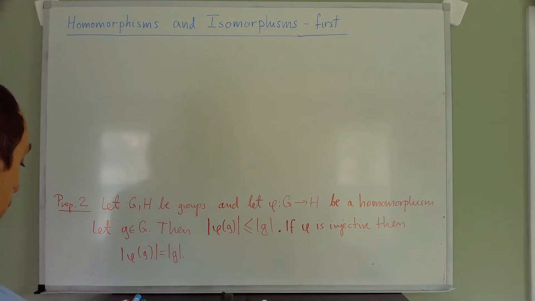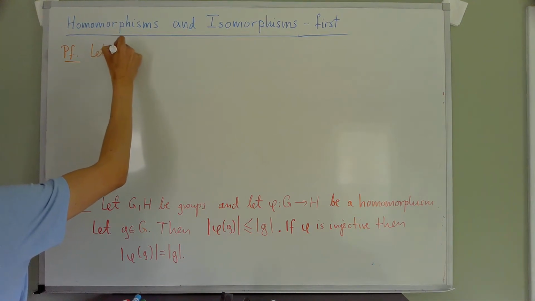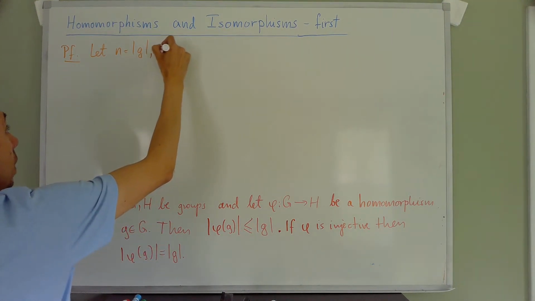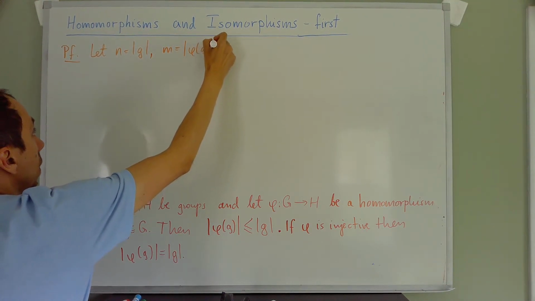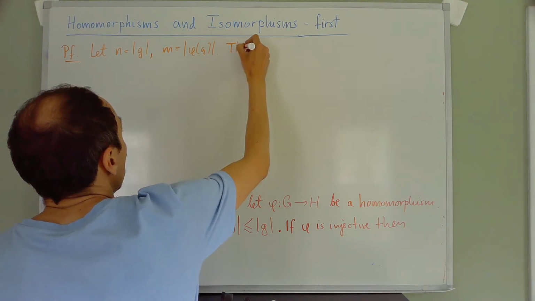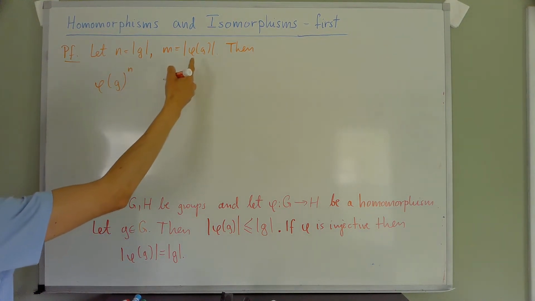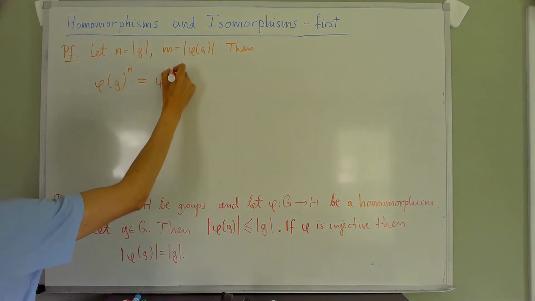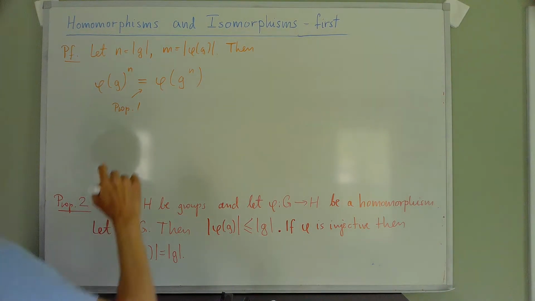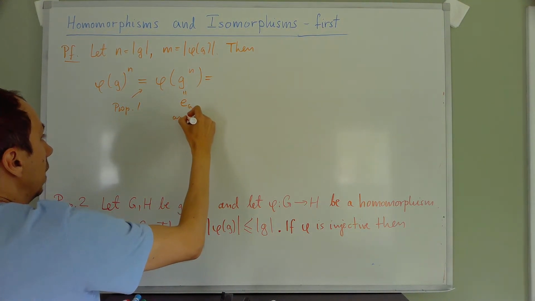So, proof. Let n be the order of g, and m be the order of phi of g. So we're trying to show that m is less than or equal to n. So let's see. I try to raise phi of g to the power n, not to the power m, but to the power n. What do I get? By the previous proposition, proposition 1, I can put the n inside. Oh, but n is the order of g, which means this is the identity in G, as n is the order of g.